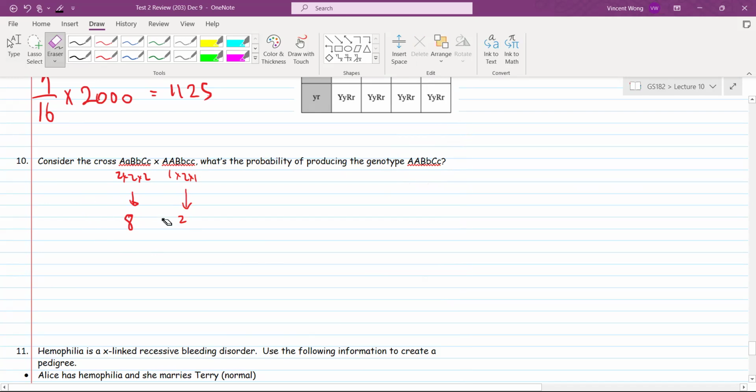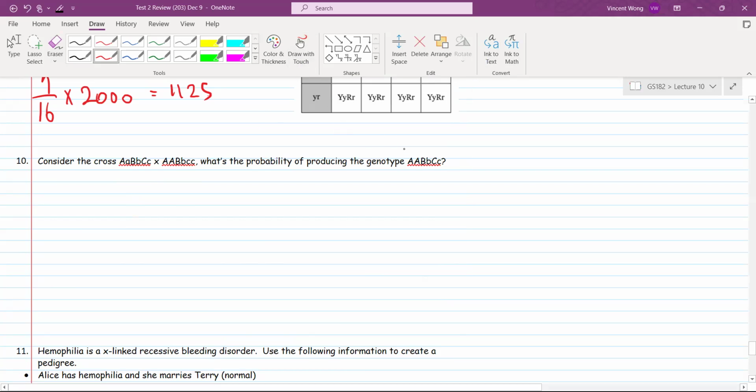But still, it's a lot of work, okay? Like, what if this is 8 choices and 8 choices? Your table will be like 64, right? So that's not the proper way of doing something like this, okay? Anytime you have more than 2 traits, you should not be doing a Punnett square, okay? It's just like too much work.